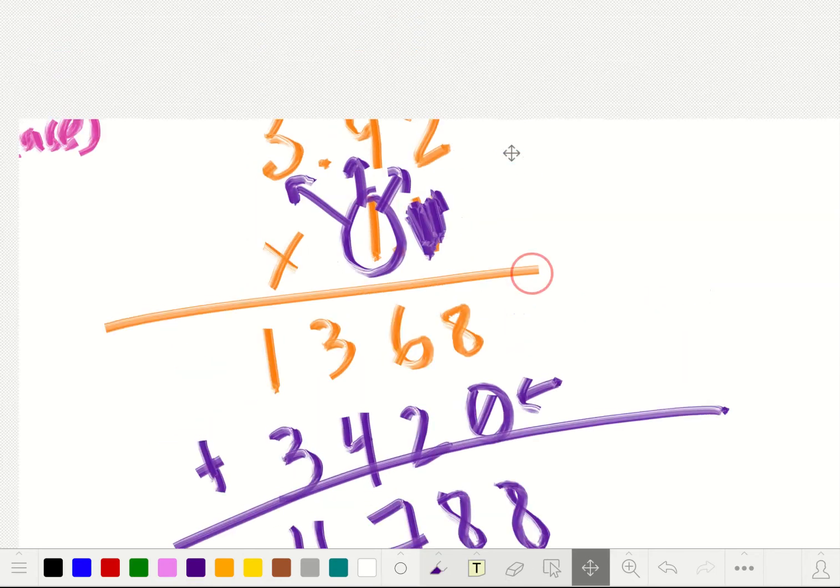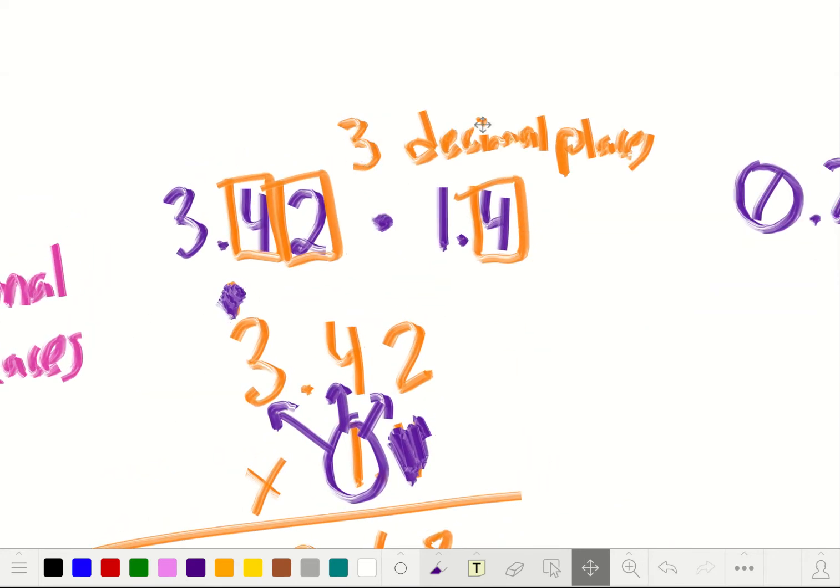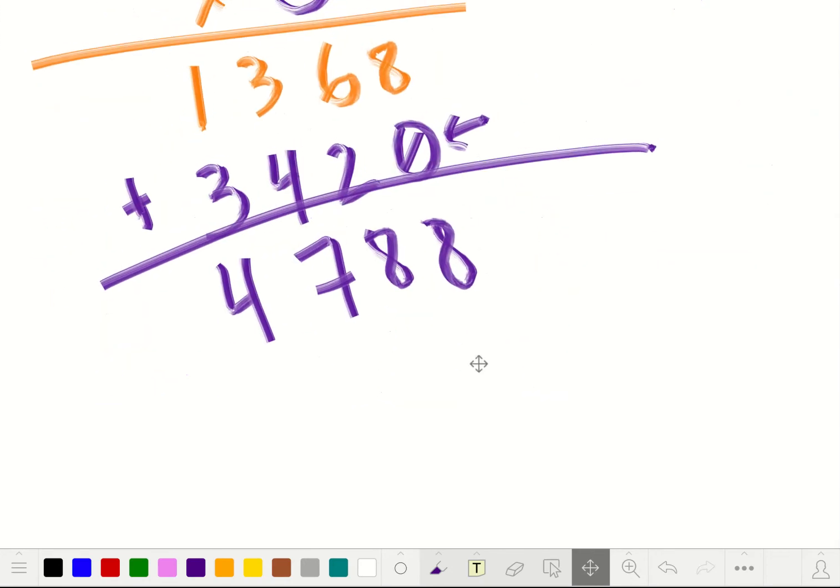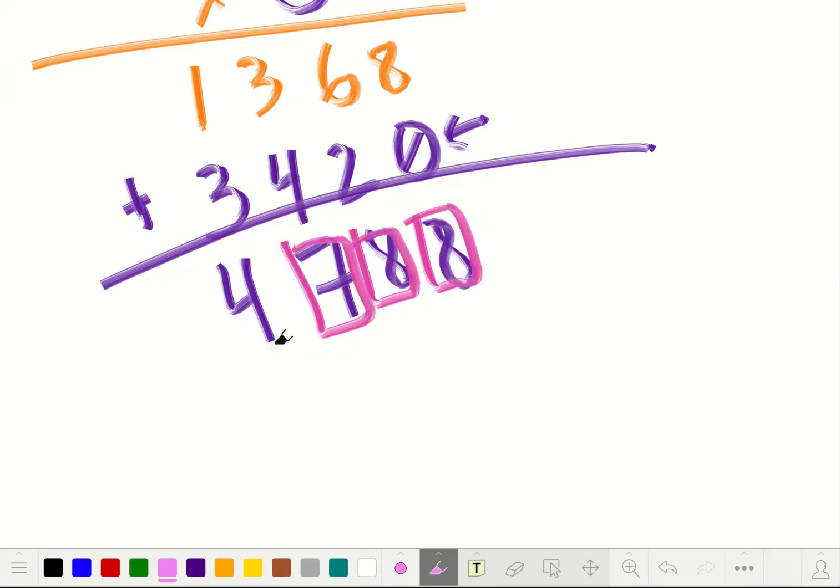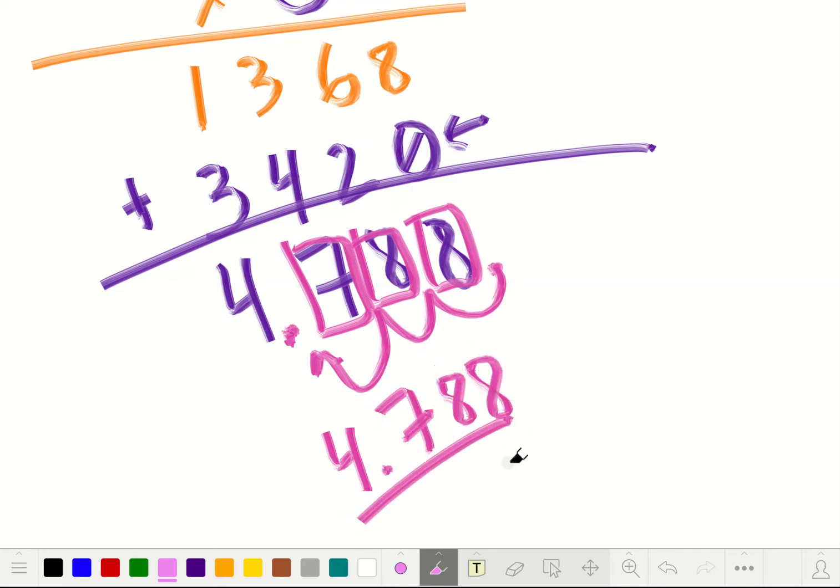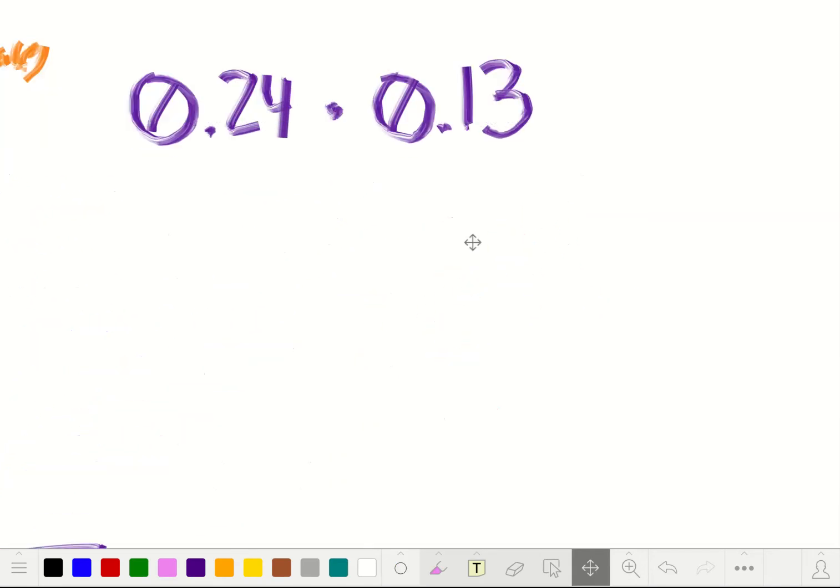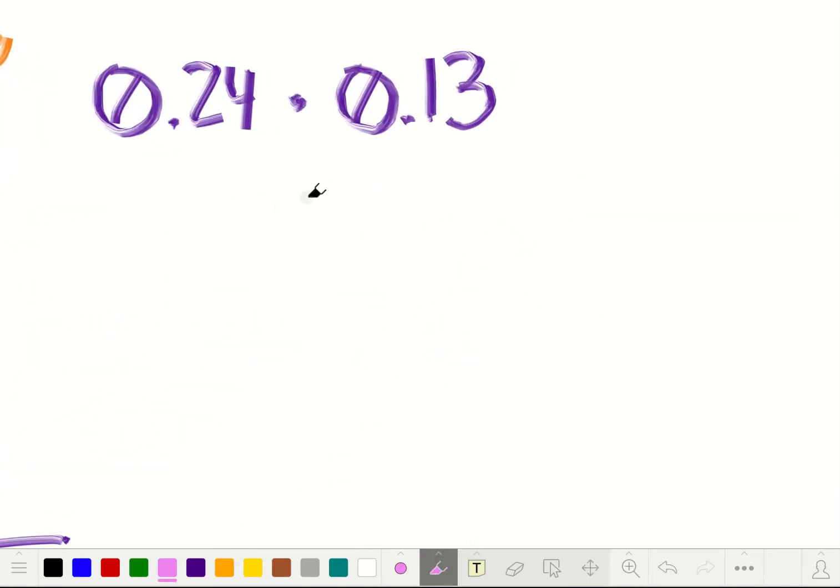Now I'm going to go back to the very beginning of the problem, and I'm going to see I need 3 decimal places. So I had 3 decimal places in the problem. I better have 3 decimal places in my product down here. So I'm going to find, here's 1, 2, and 3. My decimal point's going to go there. You can also do it the old-fashioned way, where you start the decimal point at the end and you count 3 numbers over. So 1, 2, and 3. So your final product is 4 and 788 thousandths.